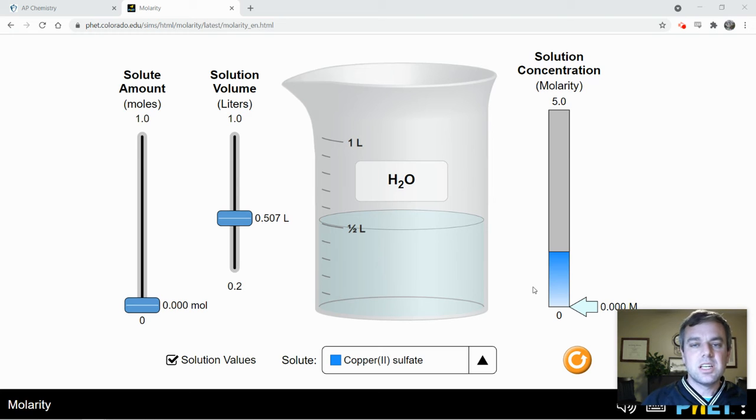It requires an input of energy to break apart, if it's an ionic compound, the ions from each other, or whatever intermolecular attractions are present. You also have to break apart intermolecular attractions between the water molecules. You have to break those hydrogen bonds. And then you have to form new attractions, typically ion dipole interactions between the solute and the solvent.